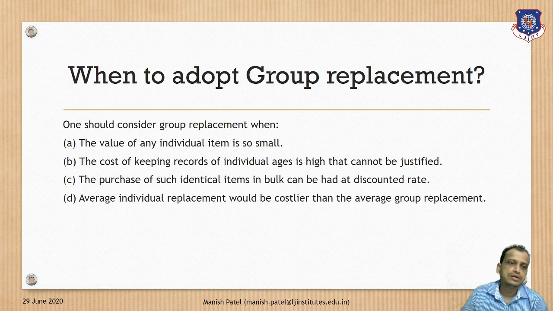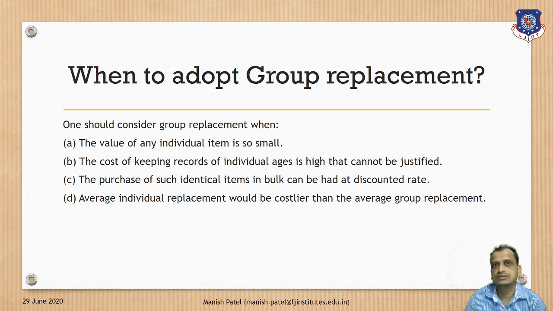Again, imagine that you have individual replacement and then group replacement, right? In some cases, specifically in bulb replacement, it is sometimes beneficial for the company to replace in a group, rather than replacing these bulbs individually, because it is costlier. It is costlier to literally replace them one by one.